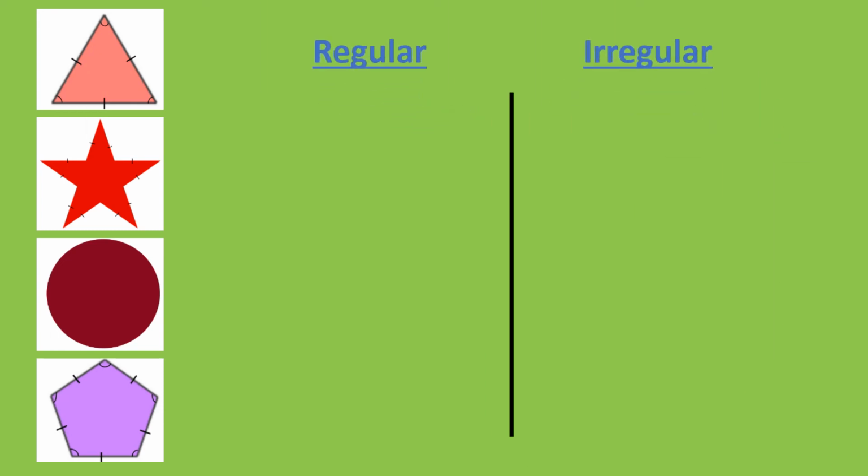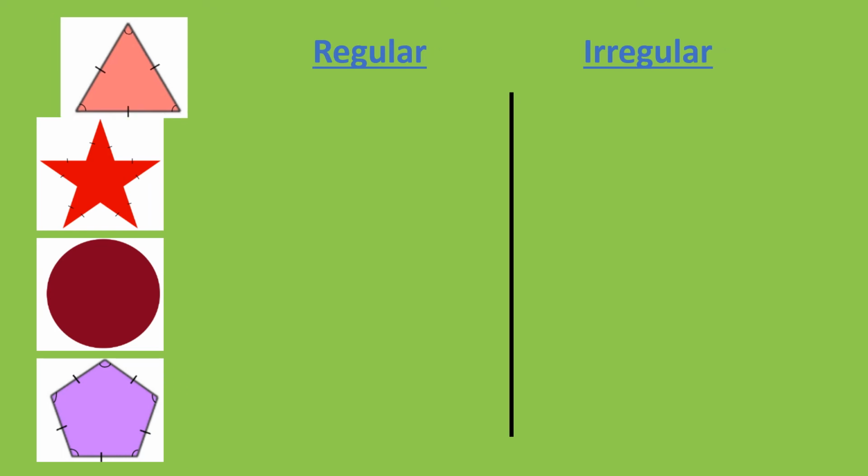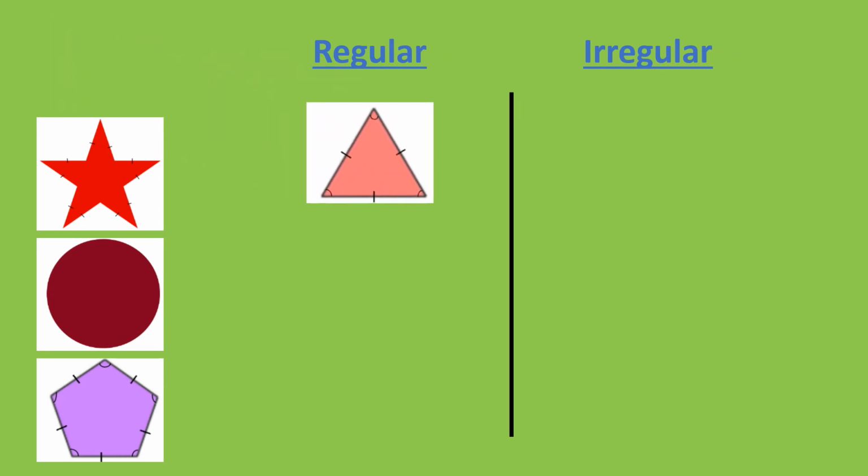All right, guys, the last thing we need to work on is regular and irregular shapes. So this goes along with congruency. Our first one is a triangle. The triangle has 3 sides. It is a polygon. Looks like each side has a single hash mark. That means all 3 sides are congruent. And each angle has a single arc. So that means each angle is congruent. So sides are equal, angles are equal. That's a textbook regular polygon.